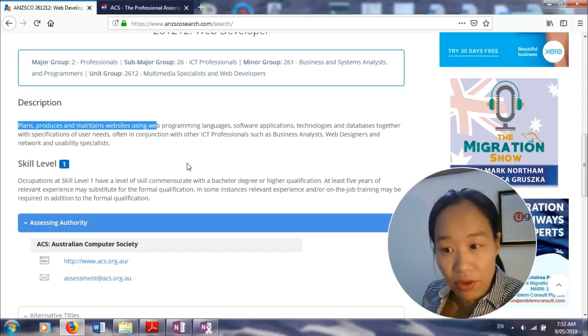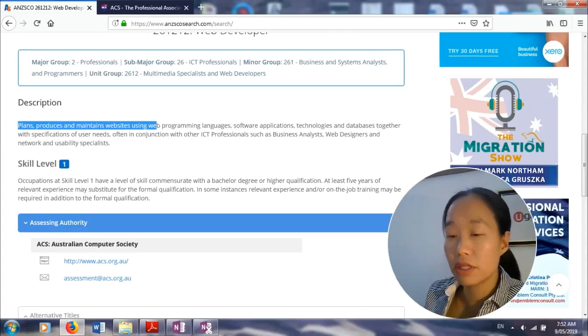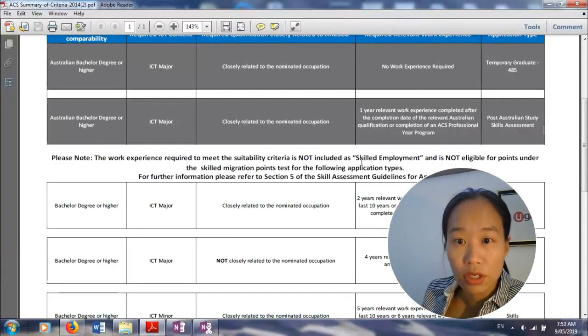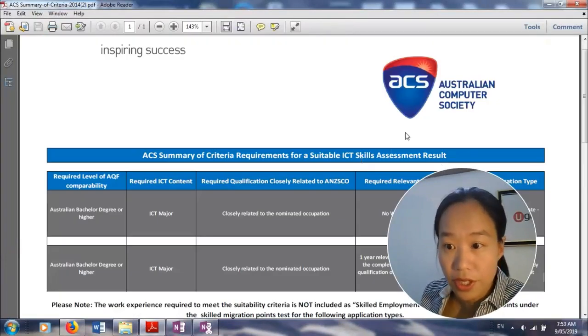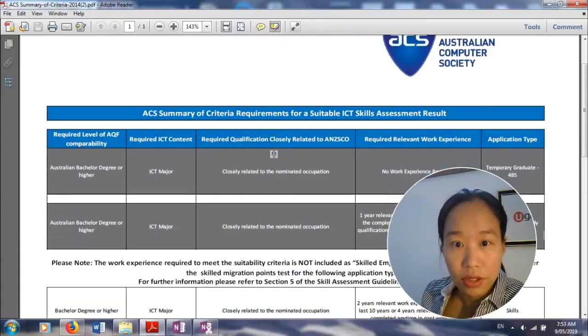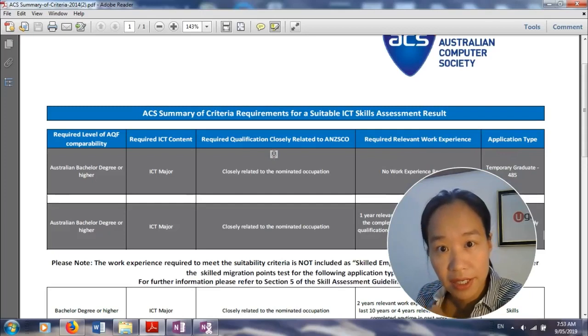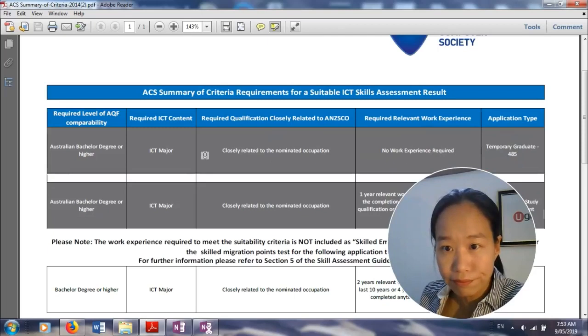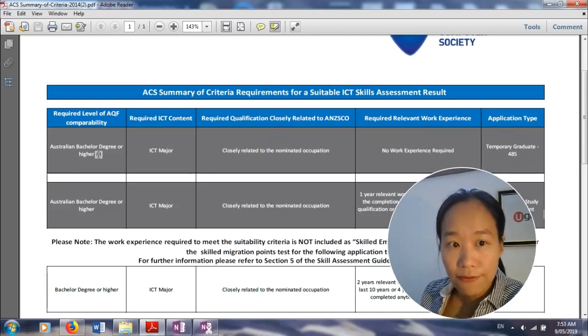So how do they check your qualification and experience? Let me have a look at this one. This is produced by the ACS, the Australian Computer Society. So this is your skill assessing body, just so you know. This is a document produced by the ACS that shows they check closely your qualification and how much work experience you need.